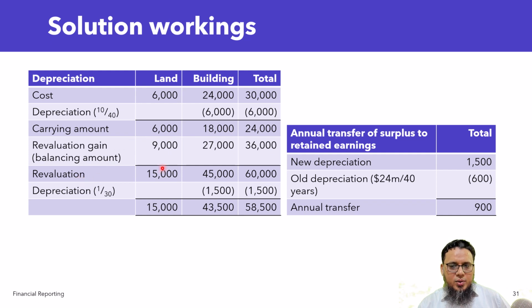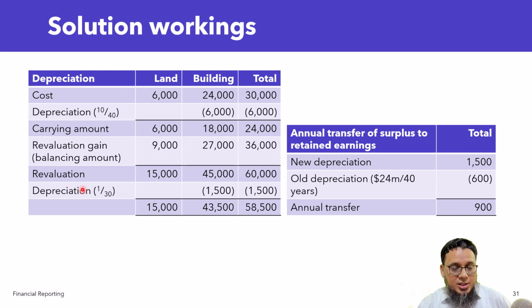Now the revaluation gave a value of $60 million, of which $15 million was for land. So that means $45 million was for buildings. This whole thing is the balancing amount. 60 minus 24 is 36, 15 minus 6 is 9, and obviously the 27 is the delta for buildings. So this is how you get the revaluation gain.